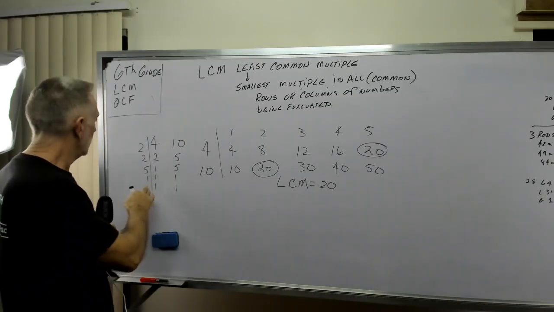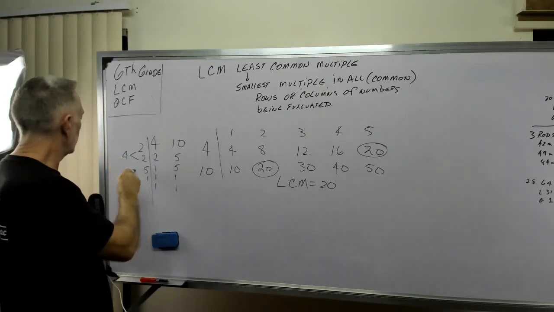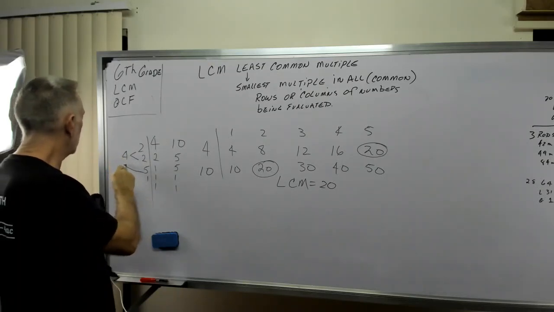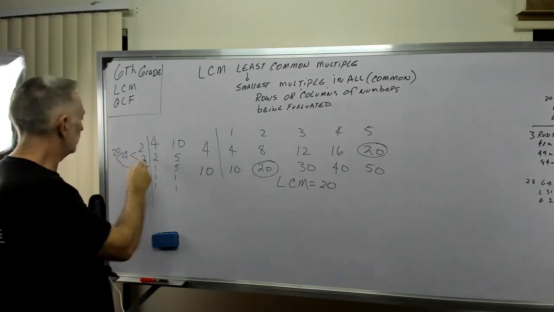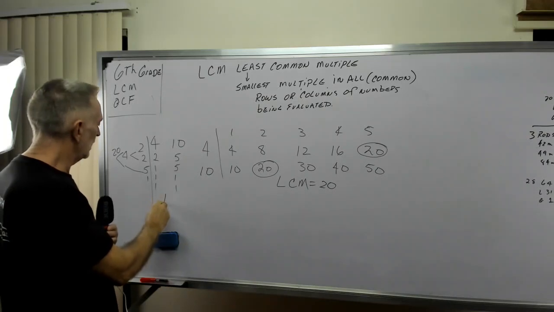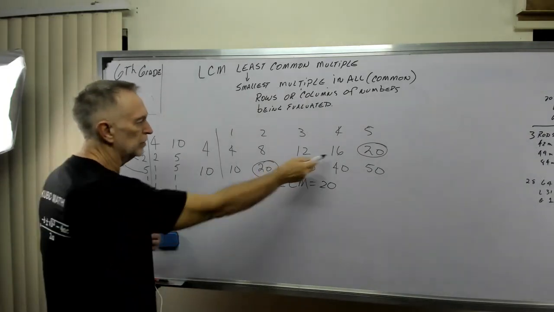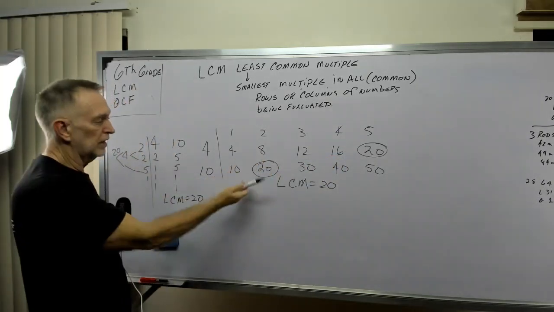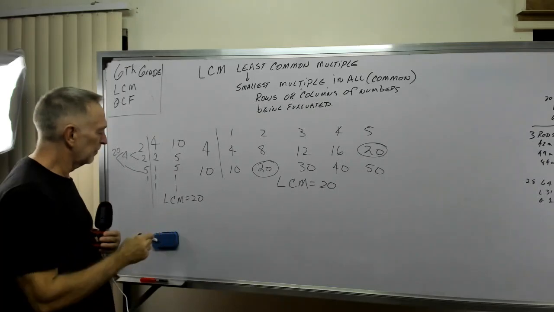Okay, so now what do we have? 2 times 2 is 4, 4 times 5 is 20. So 2 times 2 is 4, times 5 is 20. So my least common multiple equals 20. Well, we just determined that by doing it the old school way. The new school way is here.